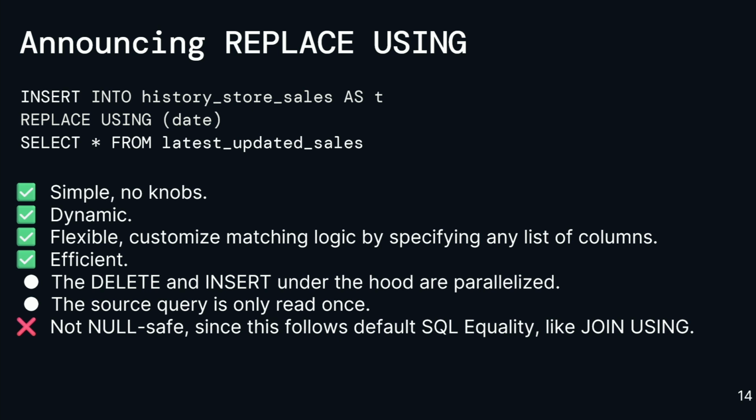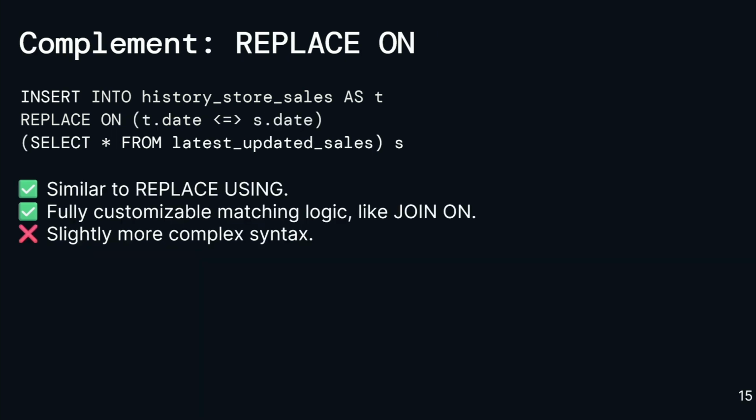And so let's say that you want to treat null like any other value, then we have a complement solution called replace on. So with replace on, it's quite similar to replace using, but instead of specifying a list of columns, you specify a Boolean matching condition like join on. And as you can see, this matching logic is more flexible than replace using. So here you can use the spaceship or the SQL null-safe equality to handle nulls basically. The only downside is that this syntax is slightly more complex than replace using.